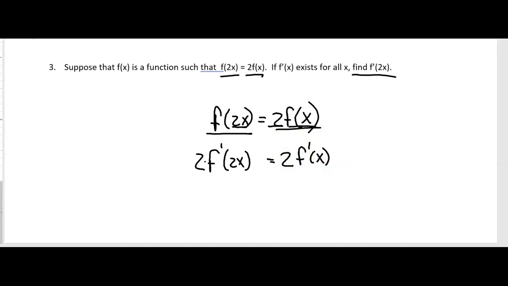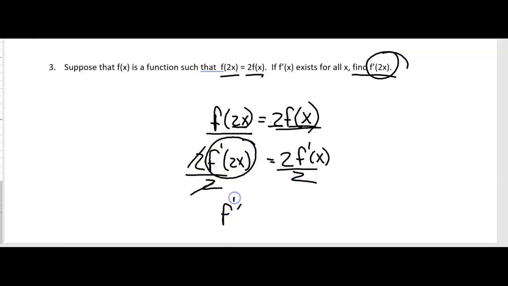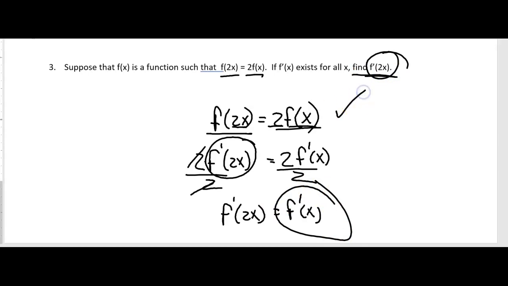Now they want me to find f prime of 2x. Well, that's what this is right here. So I just need to get that by itself. So I would just divide both sides by 2. And it turns out that f prime of 2x is equal to f prime of x. And so what does f prime of 2x equal? Well, it equals f prime of x, which is a weird thing, but there it is. So basically just start with the expression that they give you, take the derivative on both sides, and solve for the part that they're asking about.